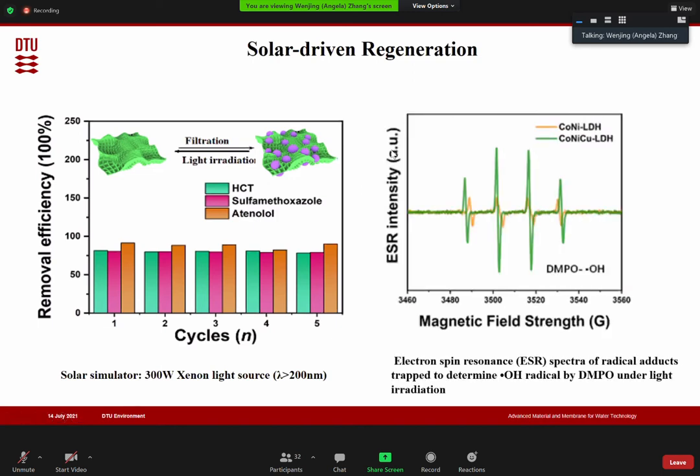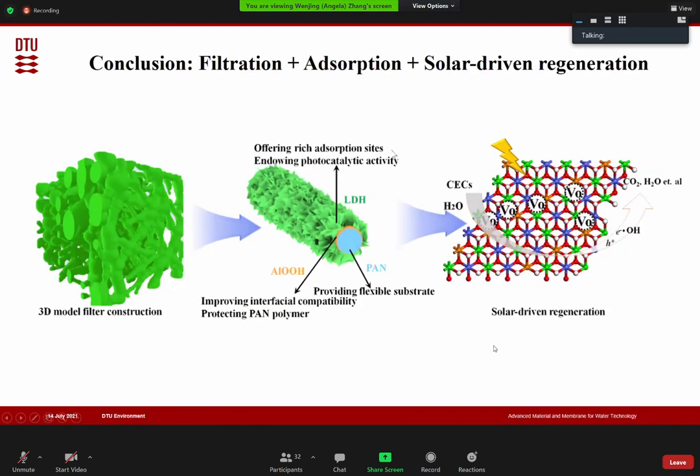And we also use EPR to detect the hydroxyl radicals in our catalyst and absorbent. In that case, we know that it is radicals that induce the degradation of the pharmaceuticals.